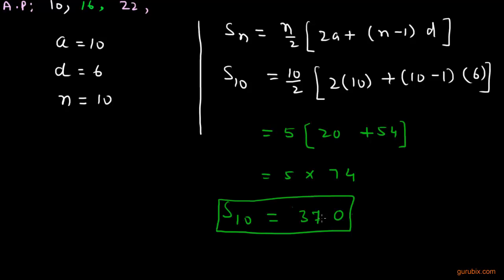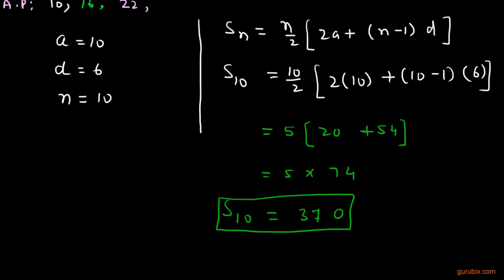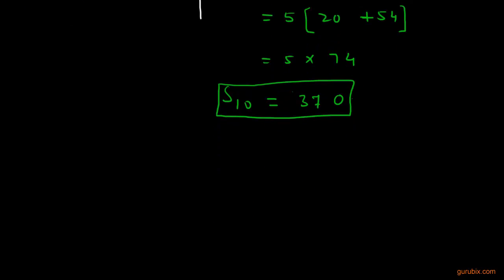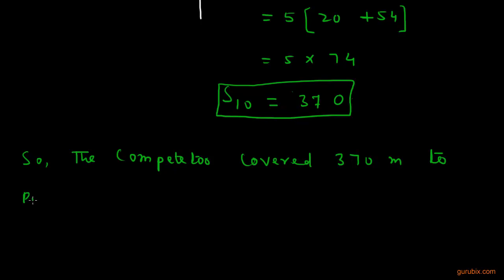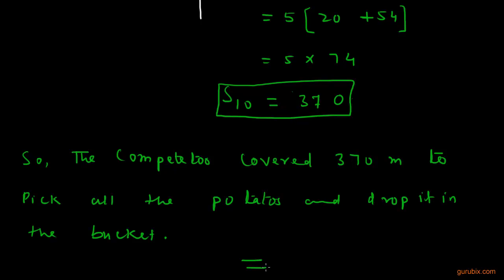This is the sum of the distance covered by the competitor to pick all the potatoes. So the competitor covered 370 meters to pick all the potatoes and drop them in the bucket. This is the solution of the question.